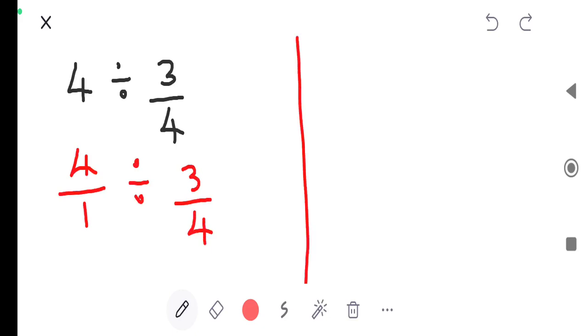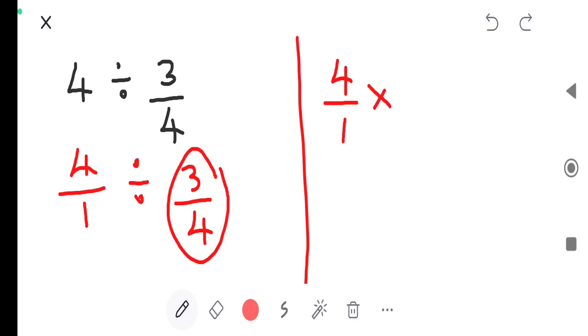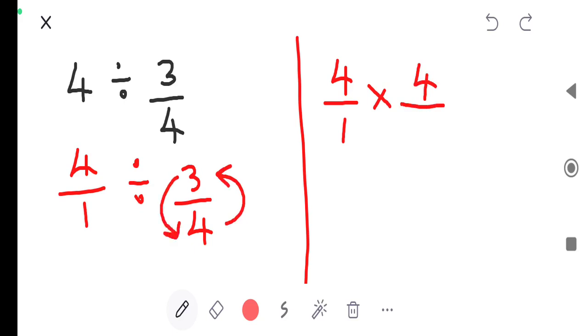Now, the fraction at the left is 4 over 1. You have to write it again without changing anything. Change this division to multiplication, alright, and then you flip 3 over 4. When you flip 3 over 4, 4 will go up and become the numerator, over, then 3 will come down and become the denominator. So you are going to have 4 over 3, alright.